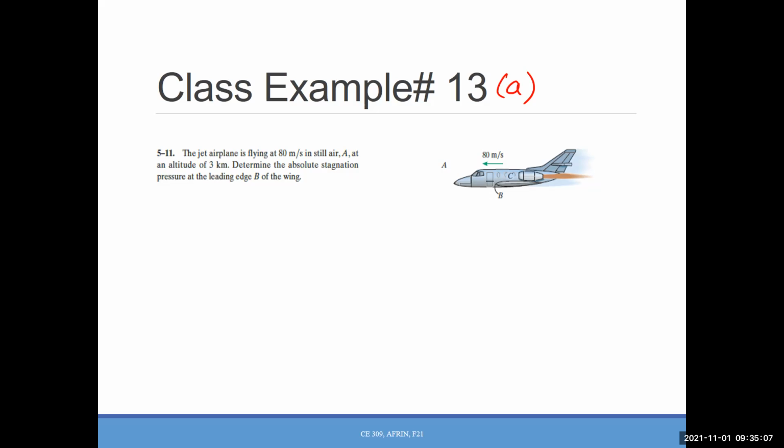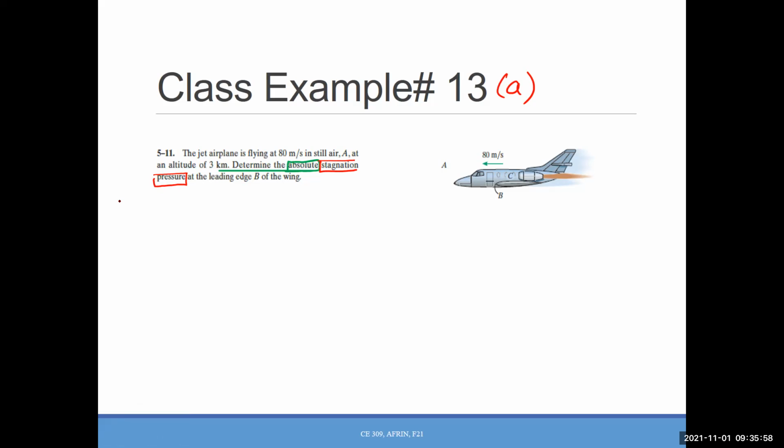Okay, so for this one, there is an aeroplane flying at 80 meters per second in still air, at an altitude of 3 kilometers from the ground level, and we need to determine the absolute stagnation pressure. There are two words we need to make sure we understand. The first one is absolute, so this time we have to work with absolute pressure. The next word is stagnation pressure. Do you know what stagnant means? Still. So there is no velocity, okay? That will help with this definition.